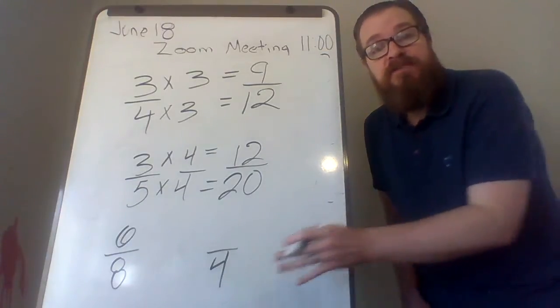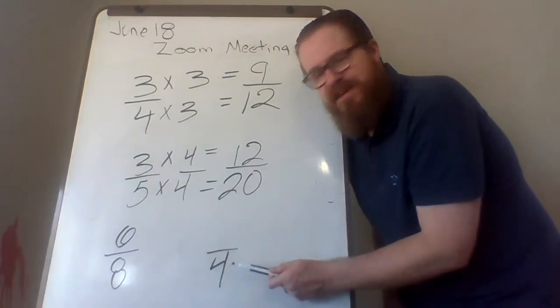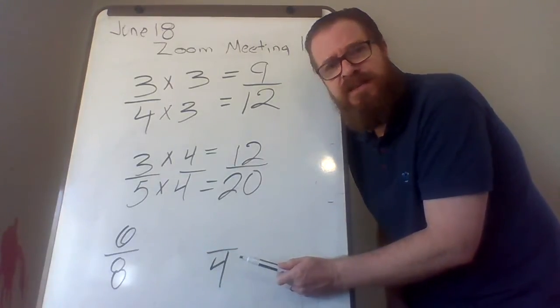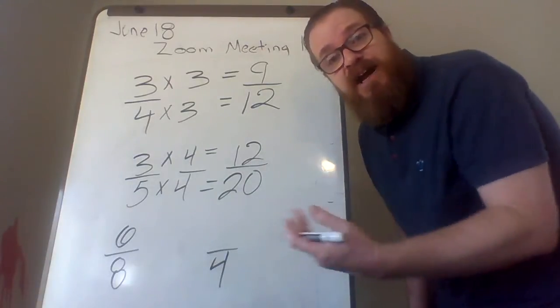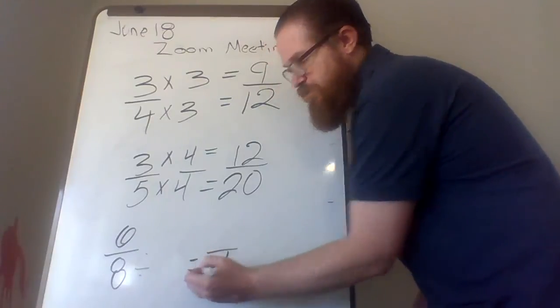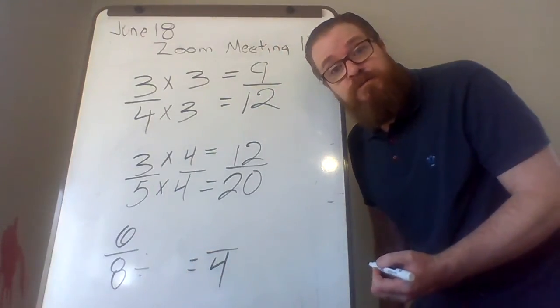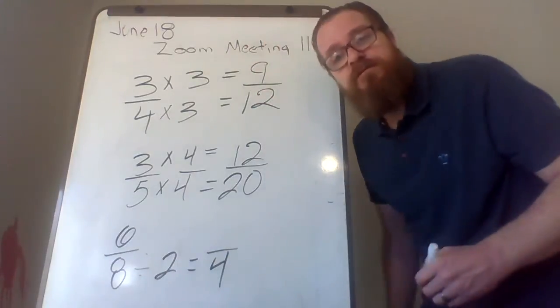Now this time the number is smaller, right? So you're not going to multiply 8 times anything and get 4. All right, not a whole number at least. So the only way I'm going to get here is by dividing. So I think, what do I divide 8 by to get 4? Well, do you know what you do? It's 8 divided by 2 equals 4.